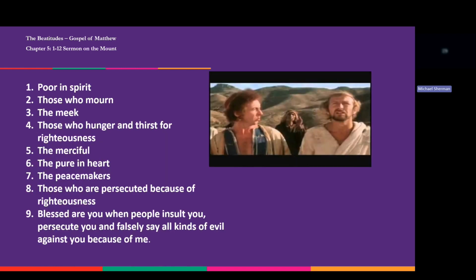Blessed are the poor, blessed are those who mourn, blessed are the meek, those who hunger and thirst for righteousness, the merciful, the pure in heart, the peacemakers, those who are persecuted because of righteousness. So you can begin to see a theme emerging here. Those who are marginalized, those who are bullied, those who are forgotten, those who have experienced injustice, those who are mocked for expressing their relationship with God, and so on.